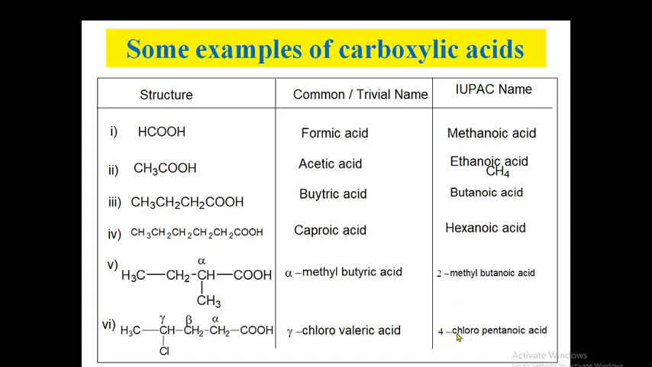And what's the IUPAC nomenclature? You just have to give the numbers 1, 2, 3, 4. At carbon number 4, chlorine is present, and therefore it's 4-chloropentanoic acid. So these are some examples we have seen.